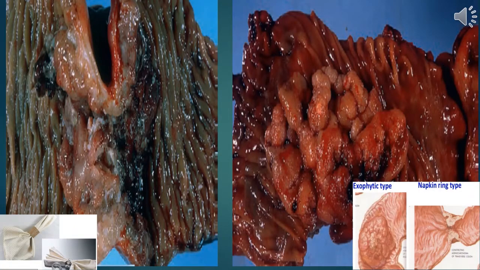These are the gross views of small bowel adenocarcinoma, with an infiltrative growth pattern producing a napkin-ring-like lesion in the first image, and the other image shows polypoid areas or exophytic growth of the malignant tumor.